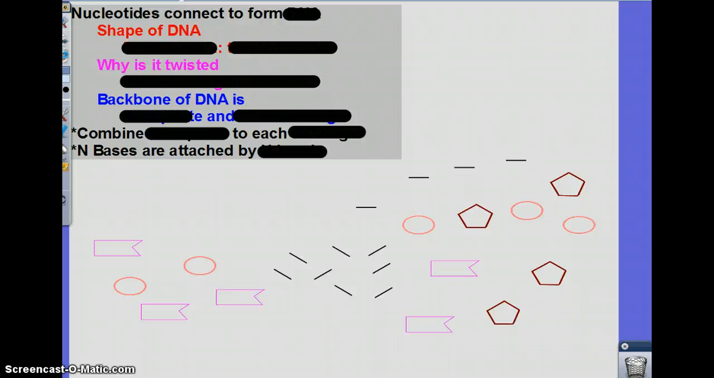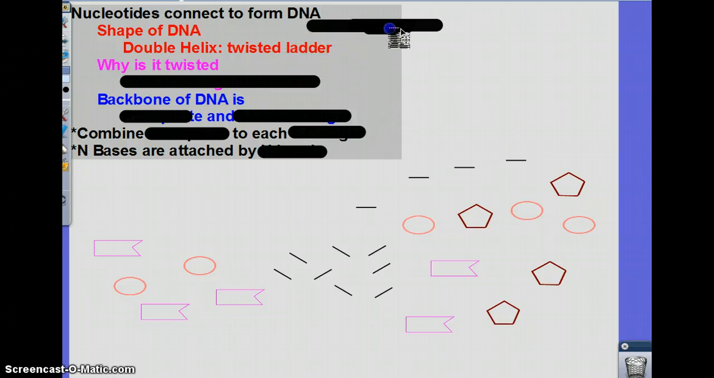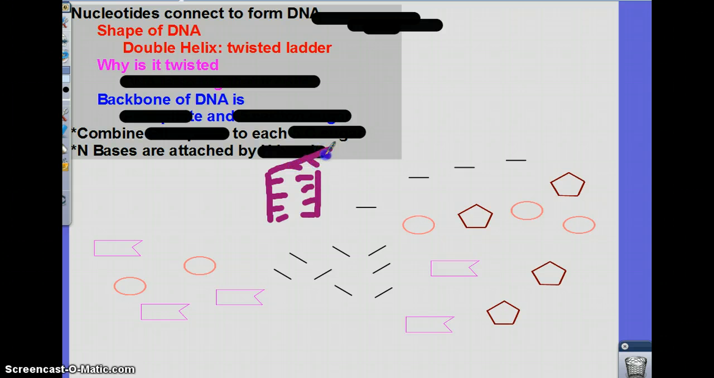Nucleotides connect to form what? DNA. Remember that nucleotides are the building blocks of DNA, so all DNA is a bunch of nucleotides. What is the shape of DNA? Double helix. When you really look at it, it looks like a twisted ladder. You've got some sticks, some extra parts here, and then it starts to twist for some reason. Anybody know the reason for this twist? What's the reason for the twist?